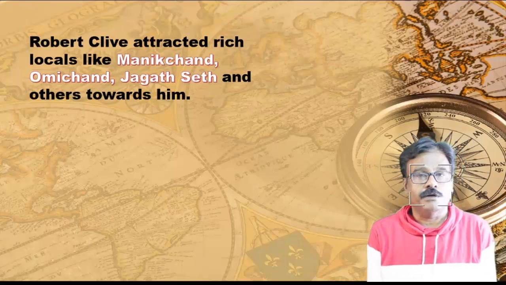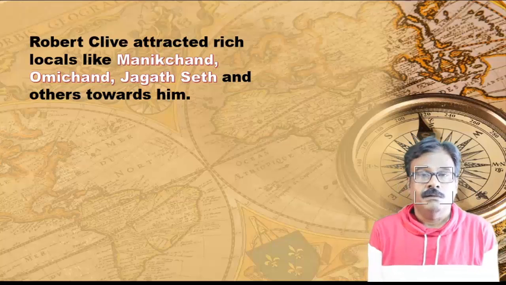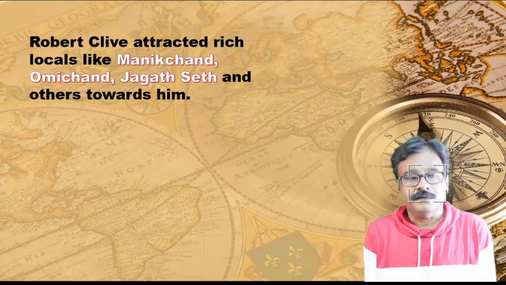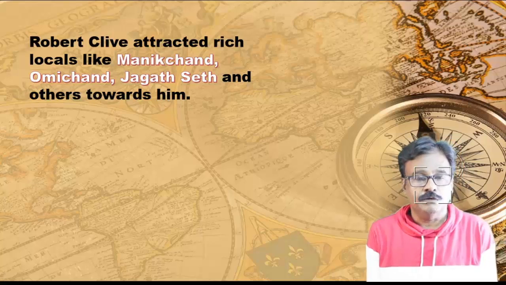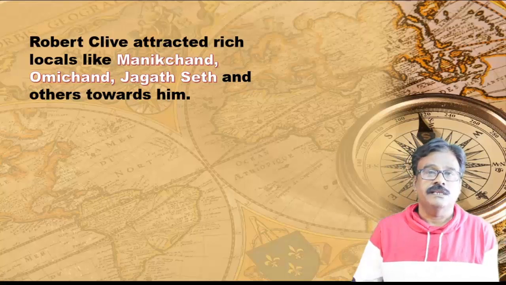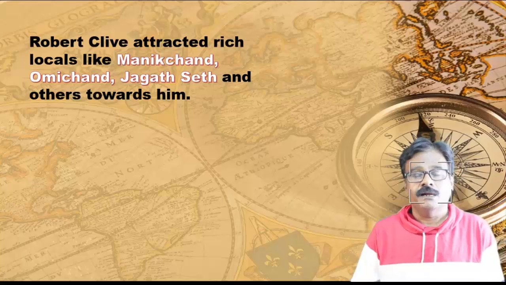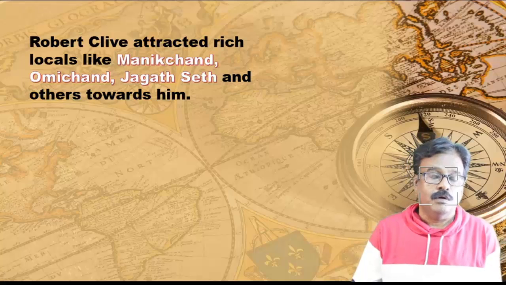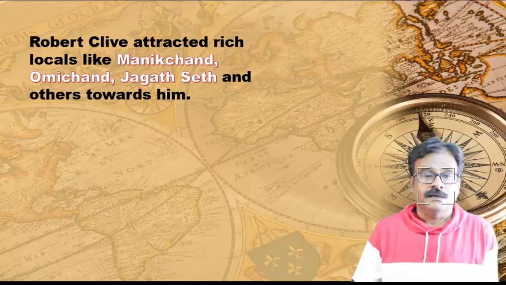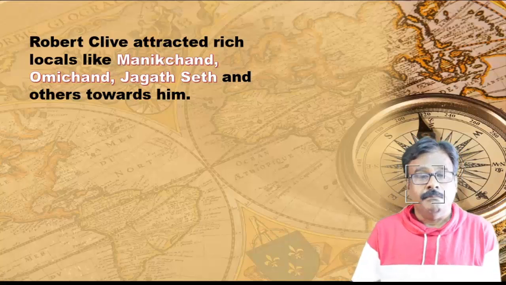Robert Clive, as he arrived in Bengal, did not start the war. He is a very clever, intelligent, shrewd politician. He attracted rich locals like Manik Chand, Omi Chand and the Jagat Seths. These were the rich businessmen in those days in Bengal, and he took their support. Why did he do that? Because during the war time they should not help the king financially. That is the main motive of Robert Clive.